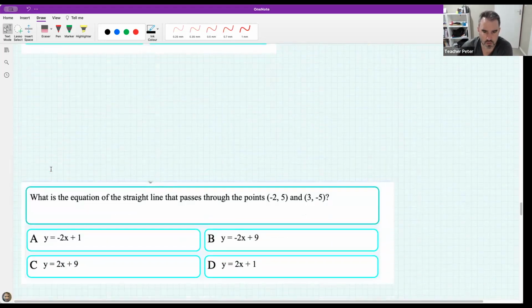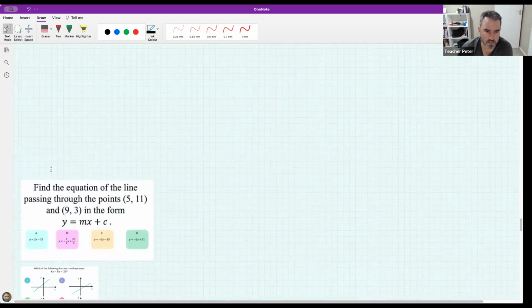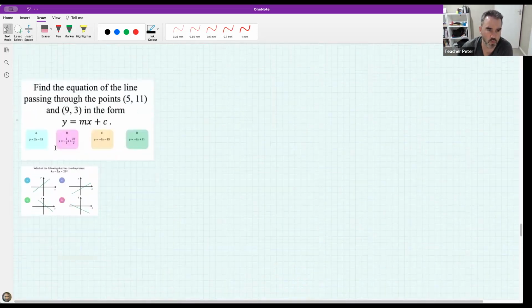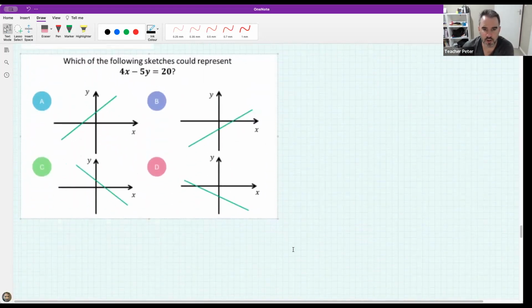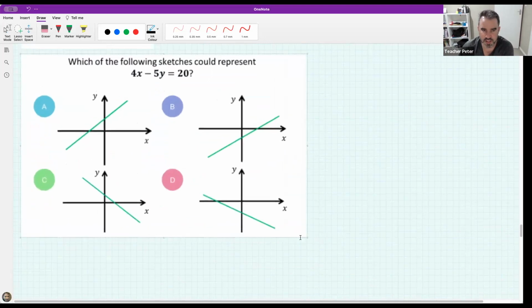Let me find you something with a bit of, oh, I like this one. Okay. Which of the following sketches could represent the straight line 4x minus 5y equals 20? Now, why is this a little bit weird or a little bit different? I'd love to hear from the class. Why do you think I've got to match this formula, which looks a bit weird, with a graph here?